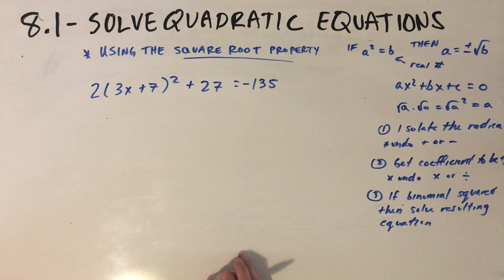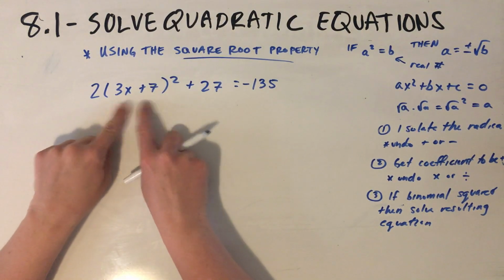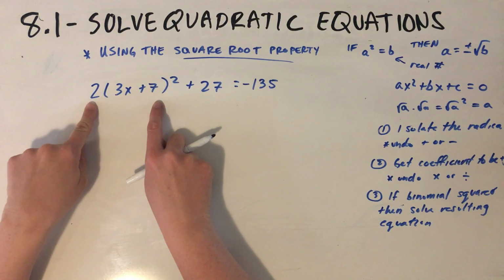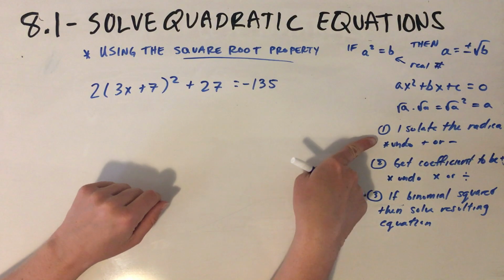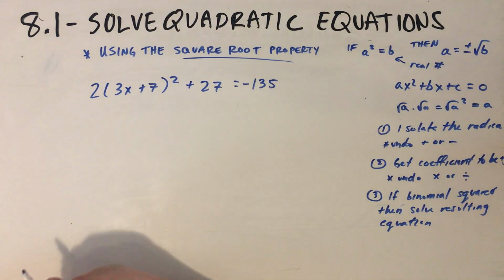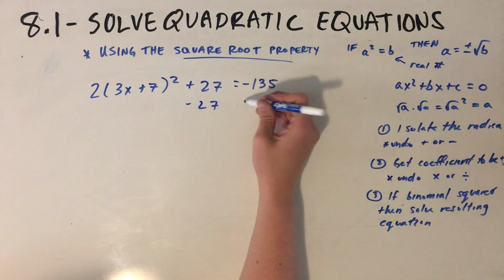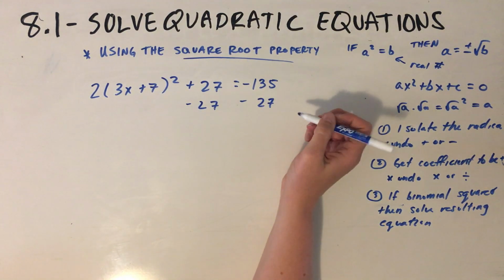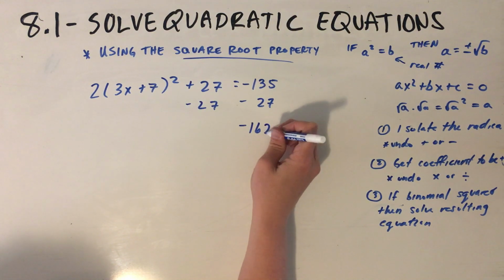Okay, so what we're going to do is I'm going to say, well, here's my squared term. So this is the thing I'm trying to isolate, but it's got this 2 connected to it through multiplication and this 27 connected through addition and subtraction. So my first step is I'm going to undo any addition or subtraction connected to the squared term. So I'm going to subtract 27. When I subtract 27, I get a negative 162.